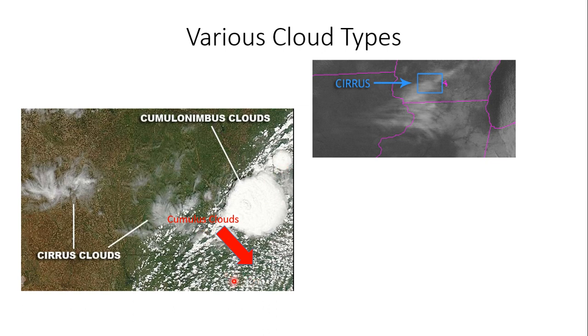The little speckly clouds here in the satellite image are your cumulus clouds, those puffy clouds you see on a hot summer day. That's what they look like on a satellite image. And then over here on the upper right, this is an IR, infrared, measuring temperature. Generally, you have cirrus clouds here, very wispy look to them.